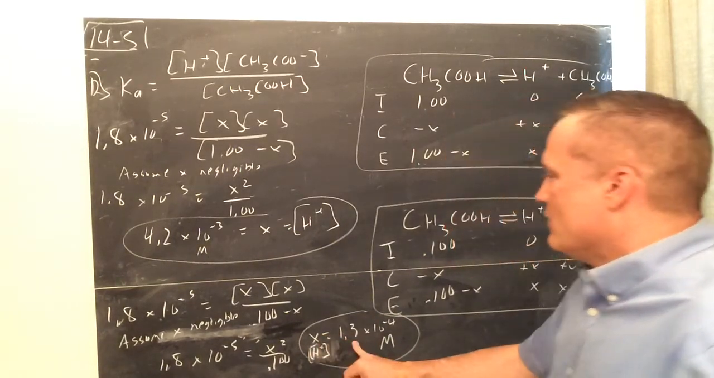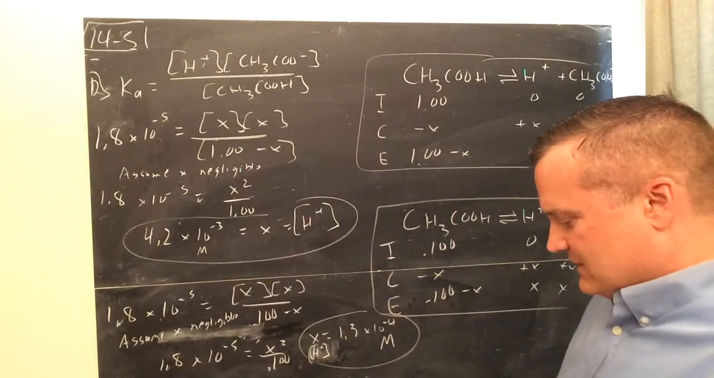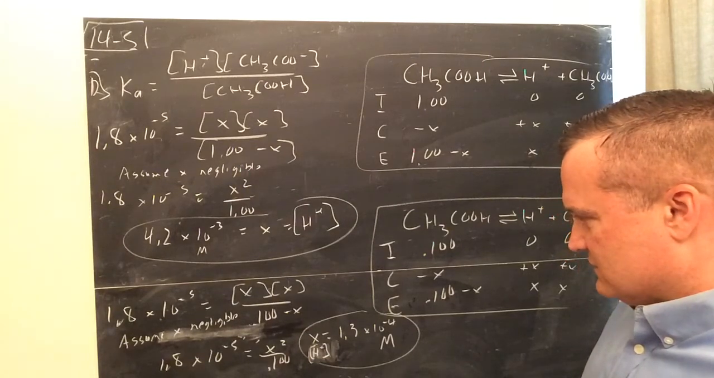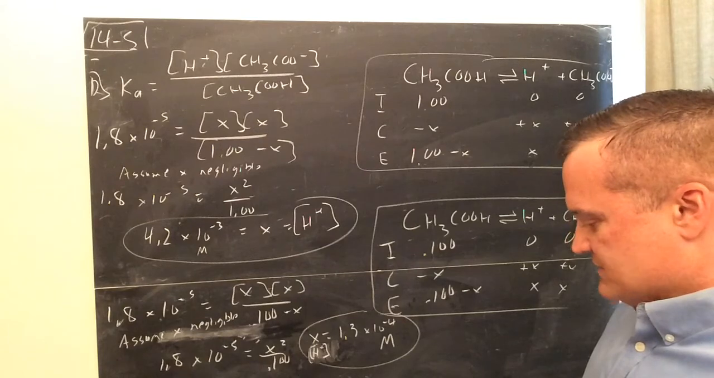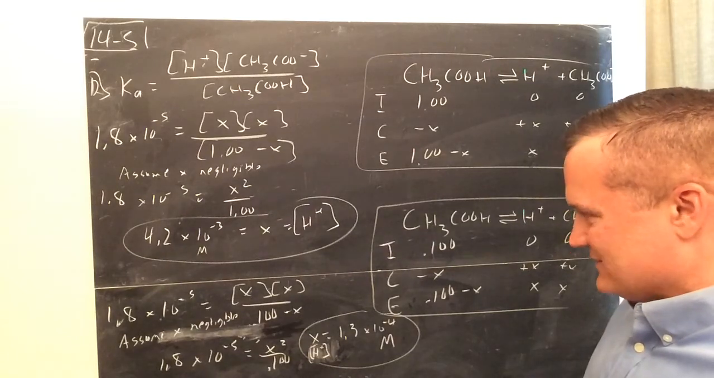All right, 1.3 to the negative 4, 4.2. Did I do all that right? 1.8 to the negative 5 times 0.1, square root, 1.3. Yeah, I did. 4.2 to the negative 3. Yeah, you're not with me, so I have to do this to make sure.